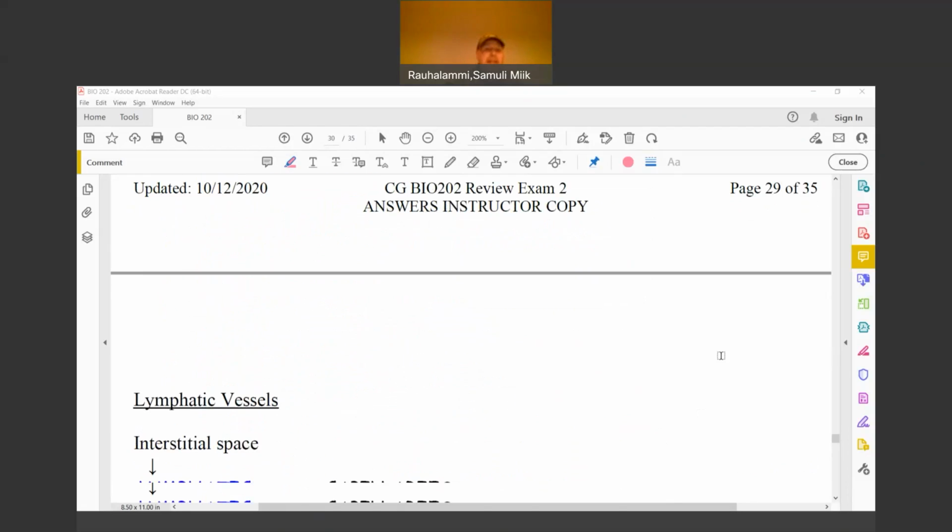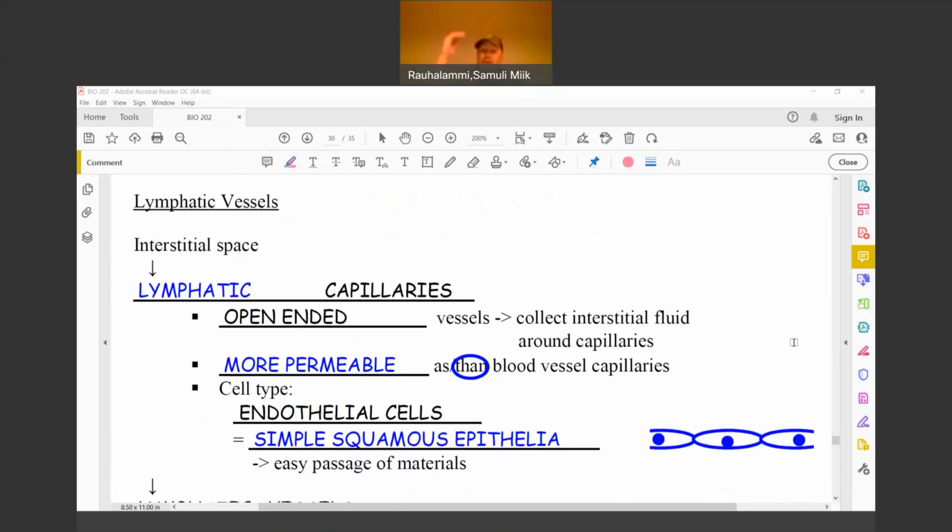In terms of the lymphatic vessels, we're going to work through vessel by vessel, going from smallest to largest. The end where the lymphatic system is open is going to be at the lymphatic capillaries. They're open-ended vessels collecting that interstitial fluid around the capillaries. They are very similar to the capillaries that you saw in the cardiovascular system, but the big thing to notice is that they are much more permeable than the blood vessel capillaries.